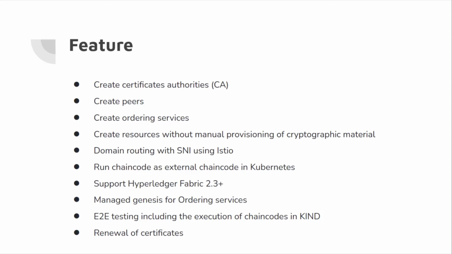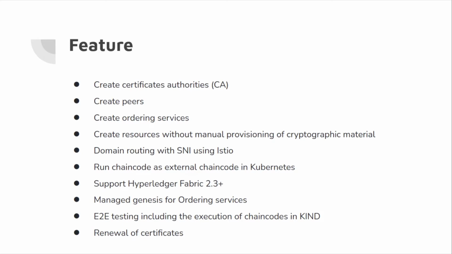Using this operator we can create the certificate authorities, the peers, and the ordering services, and it also supports creating the crypto materials without using cryptogen. Natively it supports HLF Fabric CA for creating those certificates and public and private keys. It also supports Istio for setting up the routing between the various components in the network. It also supports running the chain code as an external chain code in Kubernetes.